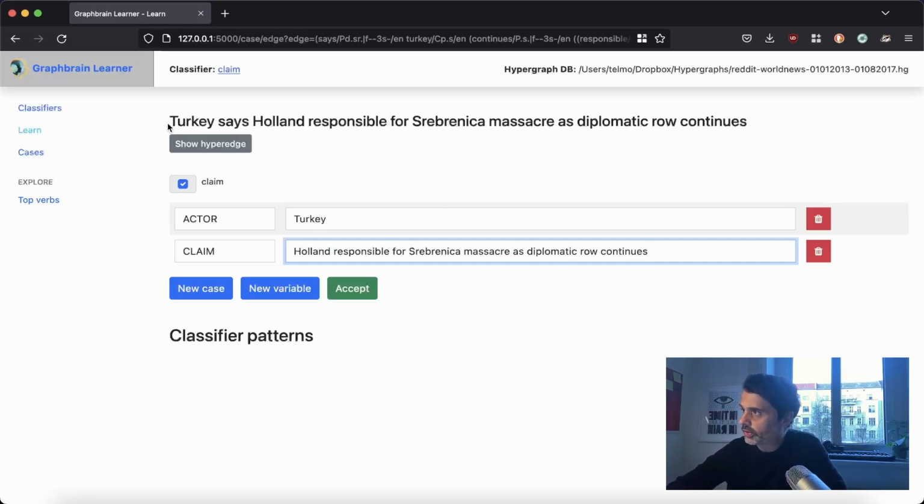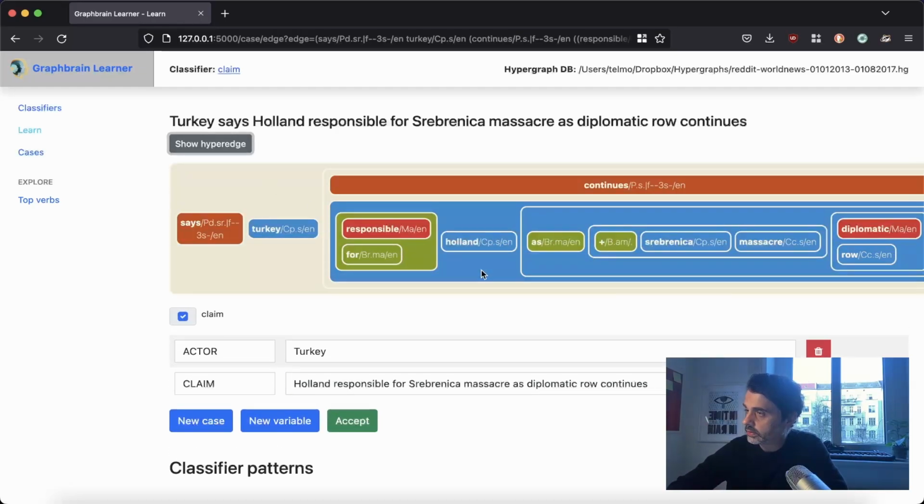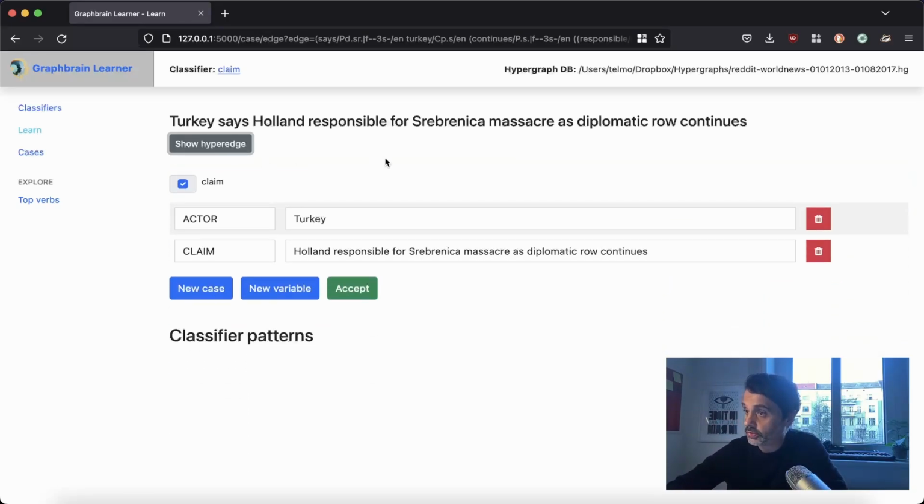It is always possible to inspect the actual parse hyperedge here. So we can take a look at the structure of the hyperedge that was generated by the Graphbrain parser for this specific case, and this might help a little bit with specifying the variables and so on. But here I'm going to try to not look at the hyperedges and just use natural text to specify the examples.